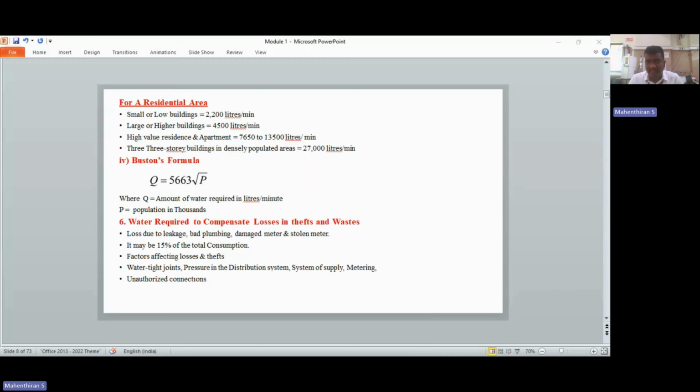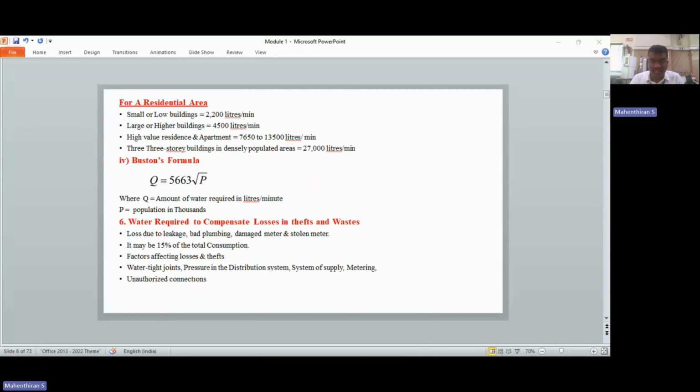Now, instead of memorizing the fixed values, engineers often use empirical formulas to estimate the water demand. One such widely used relation is the Burston's formula. Here, Q is equal to 5663 square root of P. Let me explain this clearly. Q represents the quantity of water required and it is measured in liters per minute, where P represents the population, but note carefully, it is expressed in 1000.